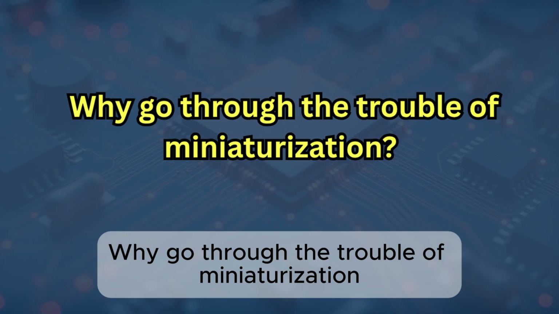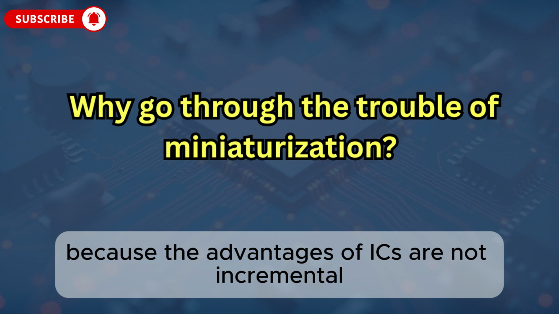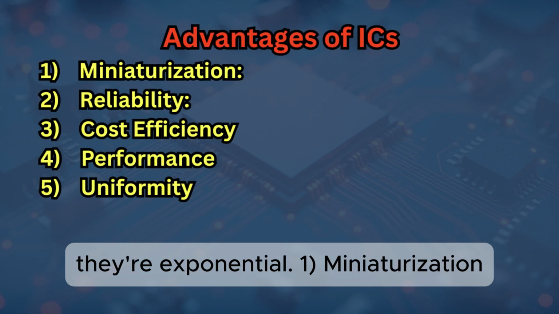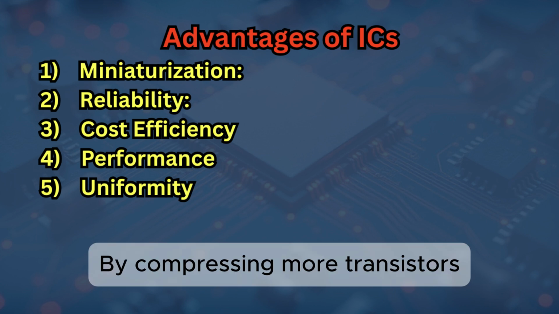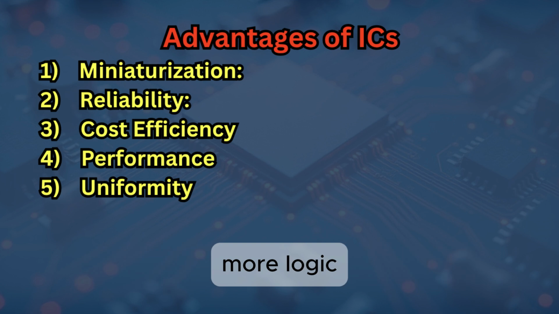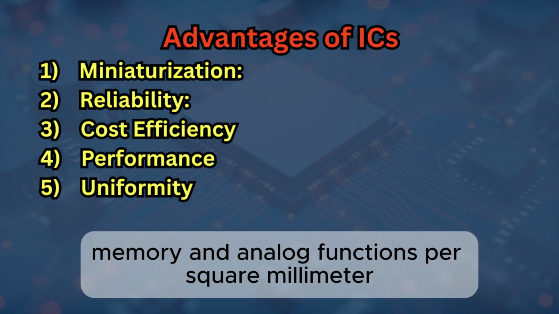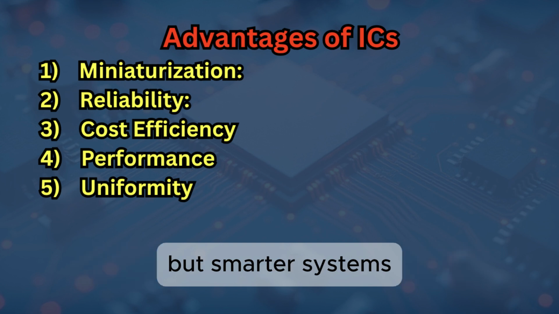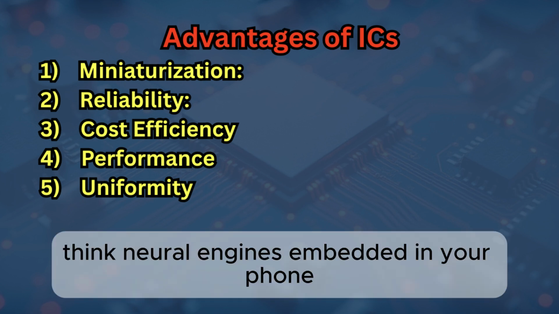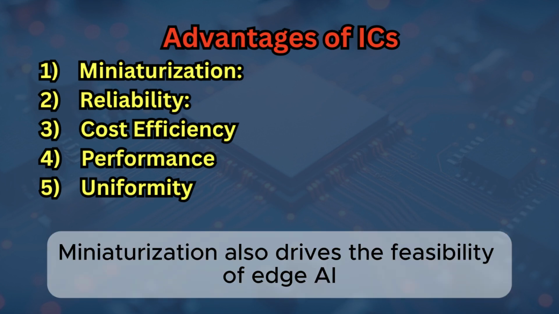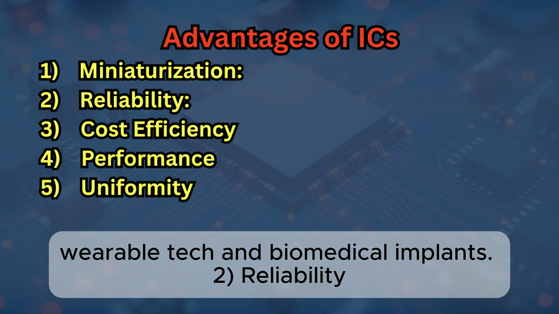Why go through the trouble of miniaturization? Because the advantages of ICs are not incremental, they're exponential. 1. Miniaturization. By compressing more transistors into a smaller footprint, we unlock higher functional density, more logic, memory, and analog functions per square millimeter. This enables not just smaller devices, but smarter systems. Think neural engines embedded in your phone or high-speed compute cores in ultra-thin laptops. Miniaturization also drives the feasibility of edge AI, wearable tech, and biomedical implants.